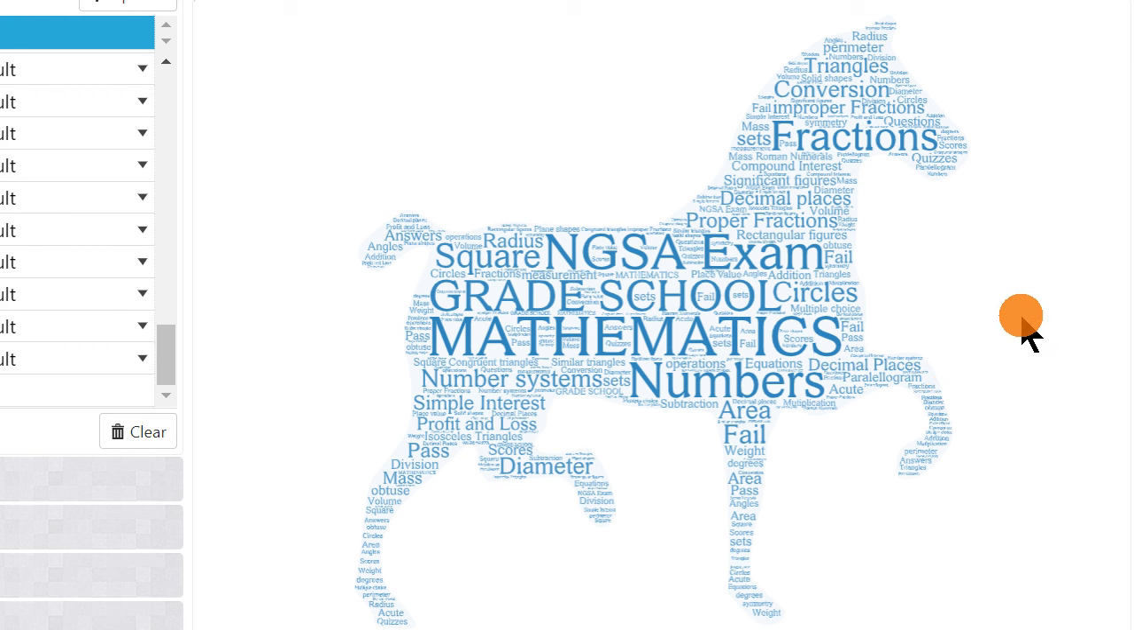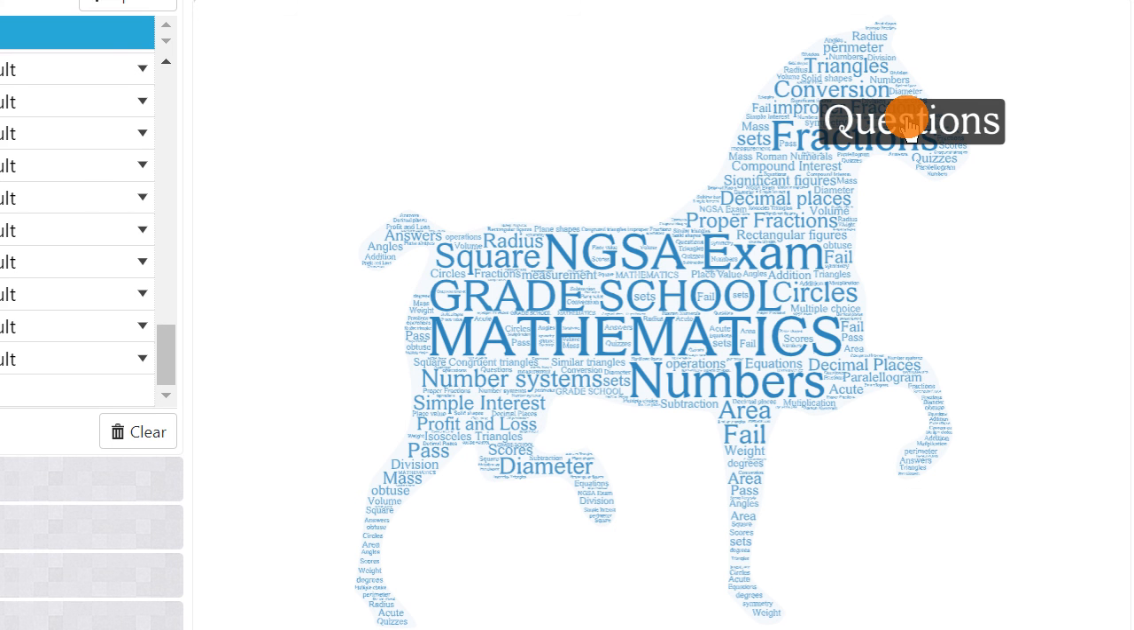So by using this, this is what is called a word cloud. What you see on your screen is a word cloud in the shape of a horse. So at the top of the horse: solid shapes, radius, perimeter, triangles, and so on. This image will help you remember the topics that are covered.